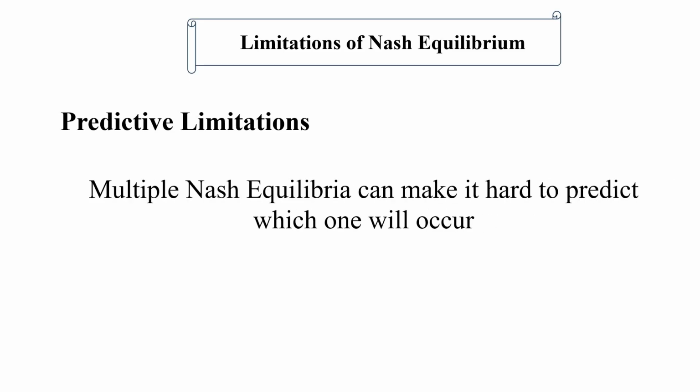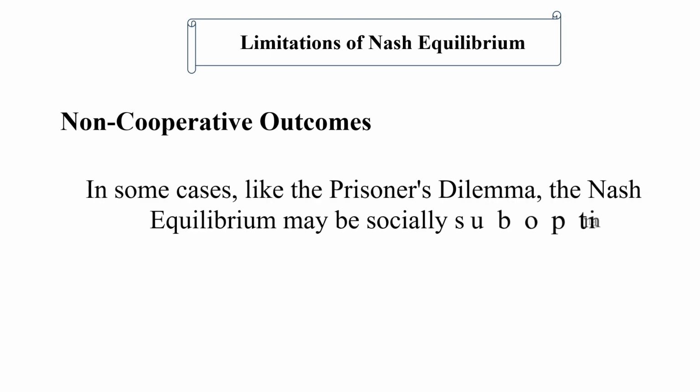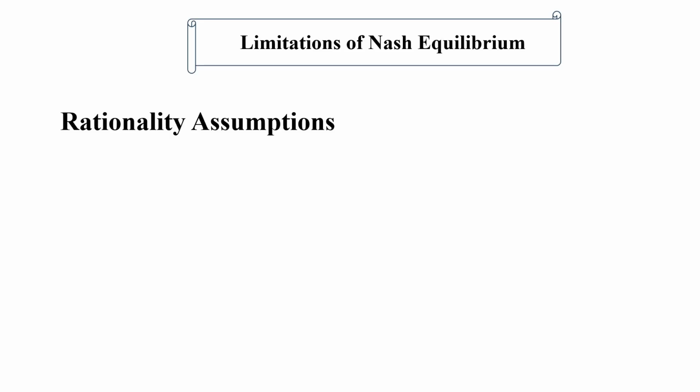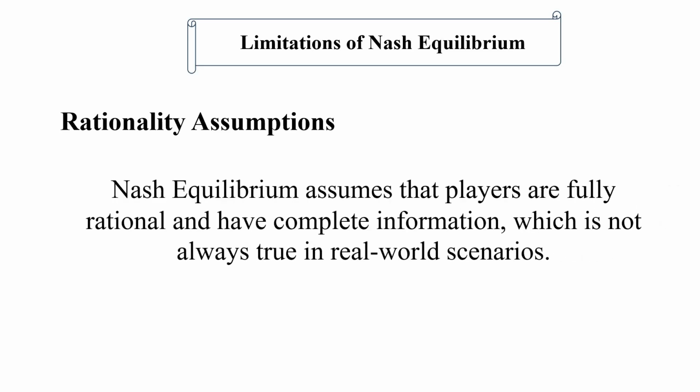There are some limitations of Nash equilibrium. The first one is predictive limitations. Multiple Nash equilibria can make it hard to predict which one will occur. Non-cooperative outcomes: in some cases, like the prisoner's dilemma, the Nash equilibrium may be socially suboptimal. Rationality assumptions: Nash equilibrium assumes that players are fully rational and have full information, which is not always true in real-world scenarios.